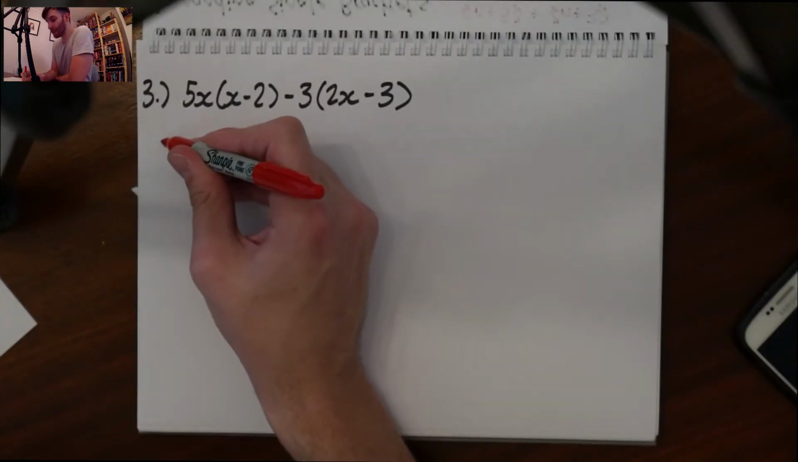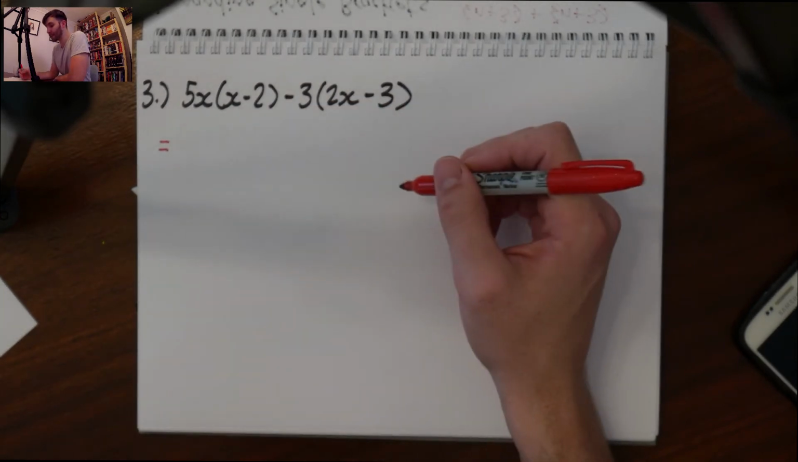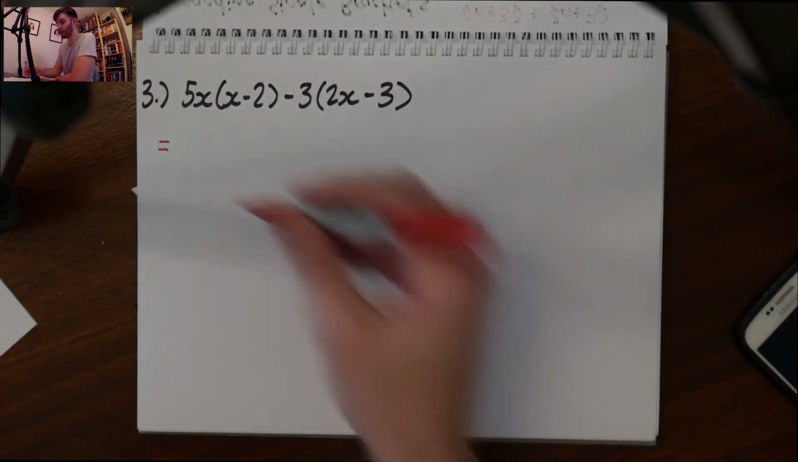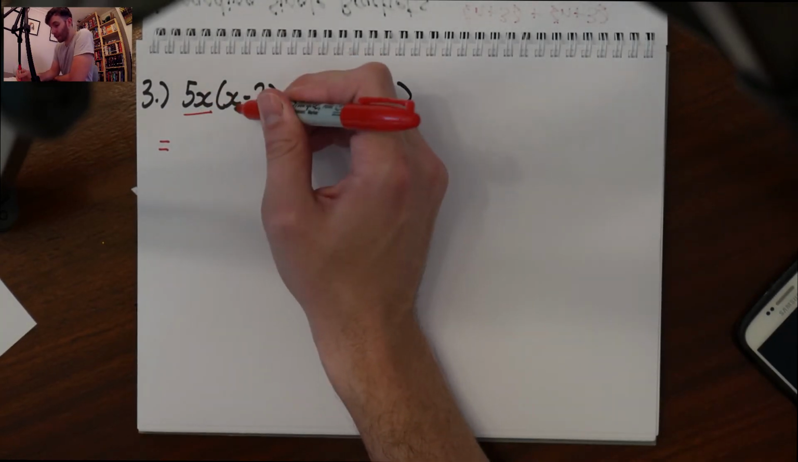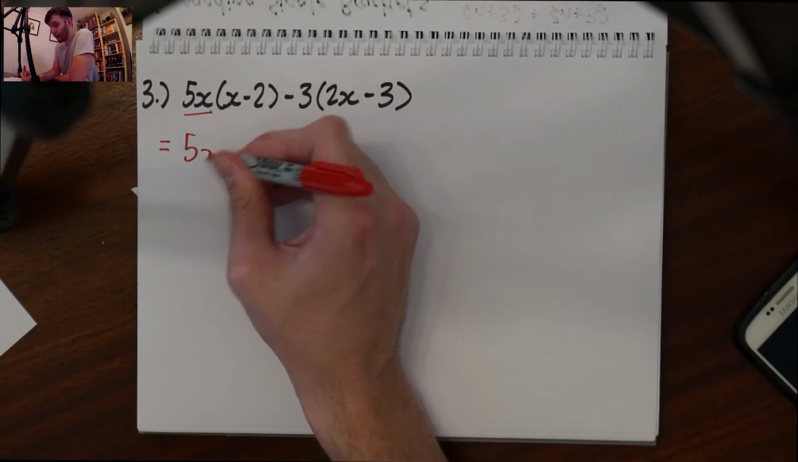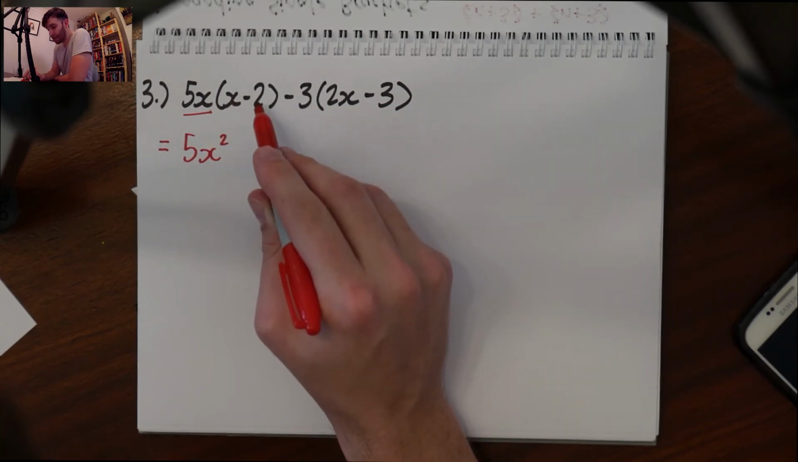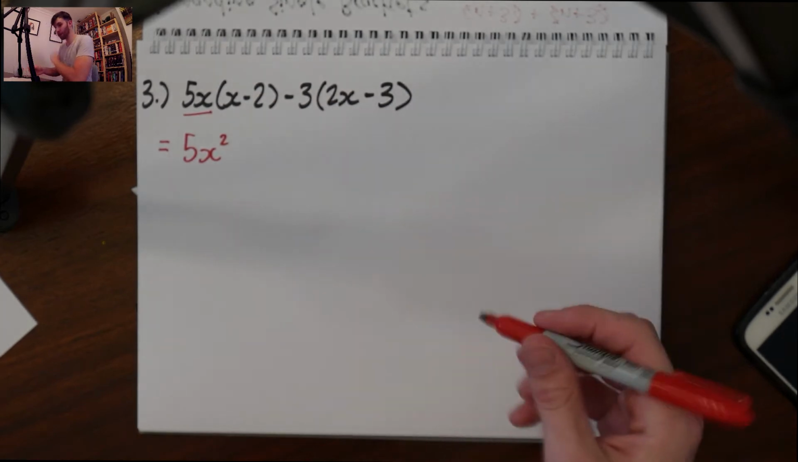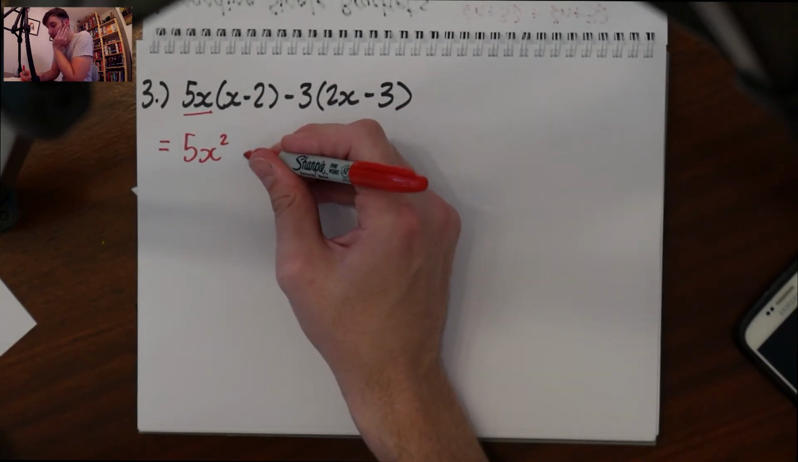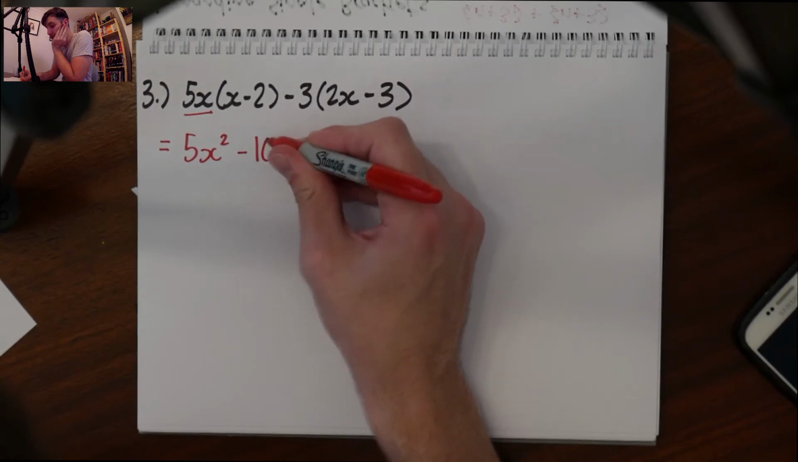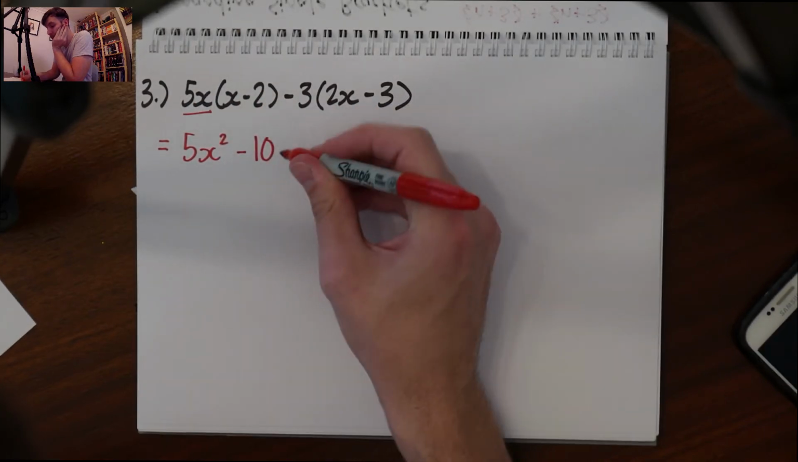The reason that it's tricky is that this one uses many more negative signs, which is something you have to be careful with. So 5x times x is 5x to the power 2. Now 5x times negative 2, well, a positive times a negative will give us a negative. So our term for that is going to be negative 10x, because 5 times negative 2 is negative 10.